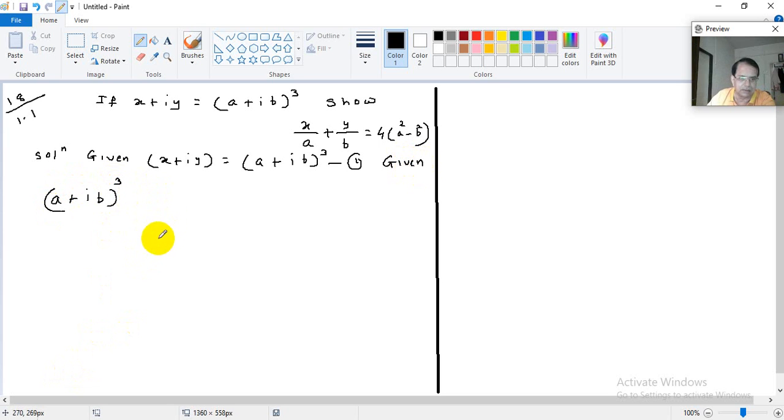So here I will write (a + b) raised to 3 is equal to a cube + 3a²b + 3ab² + b cube. Now in place of a and b, you have the same a and ib is there. In place of b we have ib.